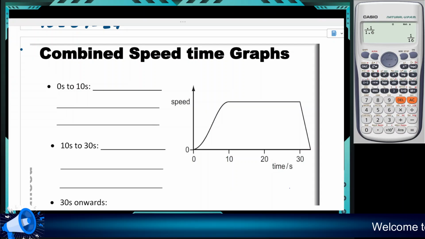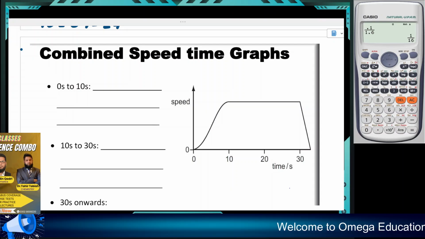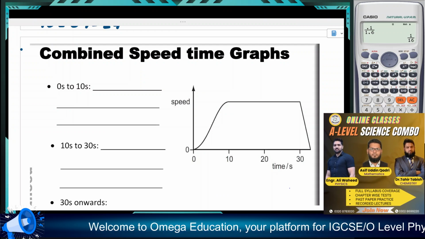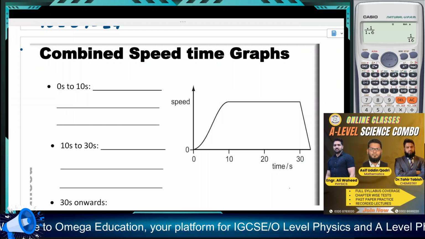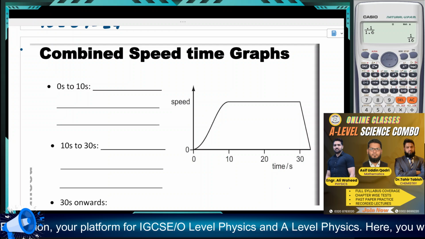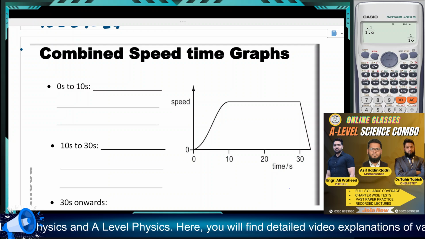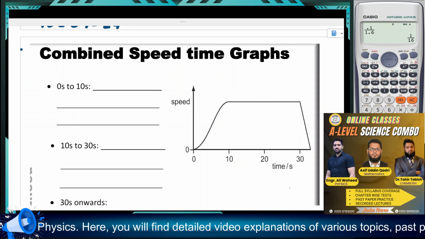So for a vehicle, the speed time graph is given, and we need to have some commentary on the speed time graph. Let's assume that the object is traveling in a straight line, so we can use the words speed and velocity interchangeably.